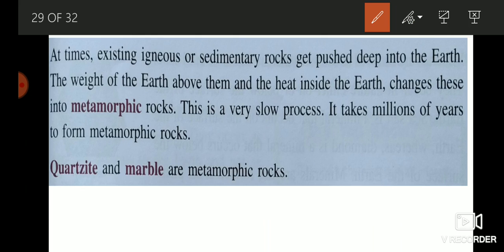So that is actually written over there. Some existing igneous and sedimentary rocks get pushed deep into the earth, and after that, the weight of the earth above them and the heat inside the earth change these into metamorphic rocks. In this way metamorphic rocks are formed. But it is a very slow process. It requires huge time, like millions of years, to convert igneous or sedimentary rocks into metamorphic rock.